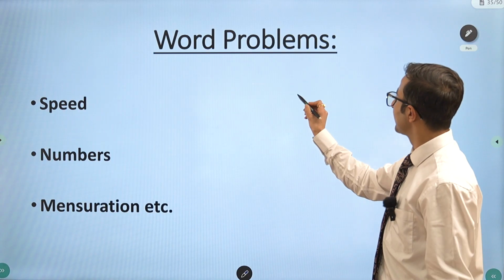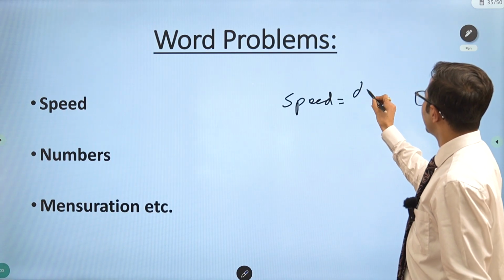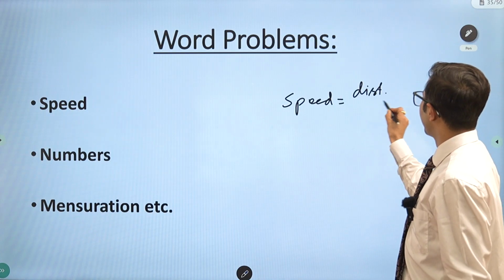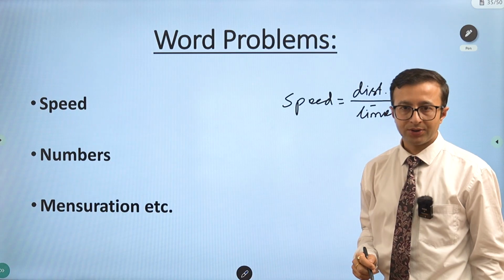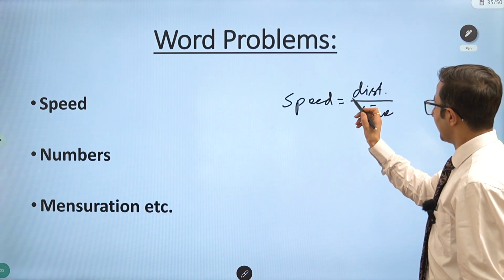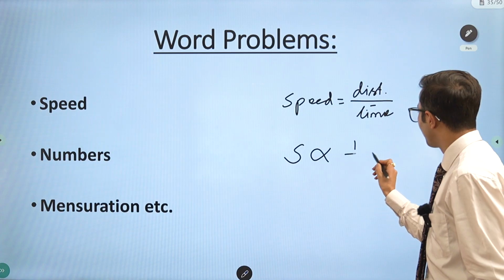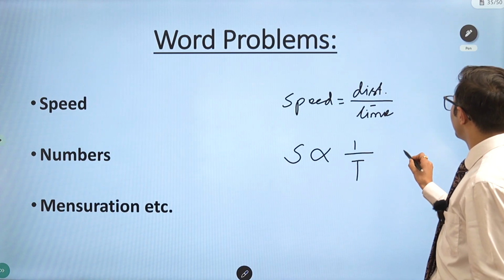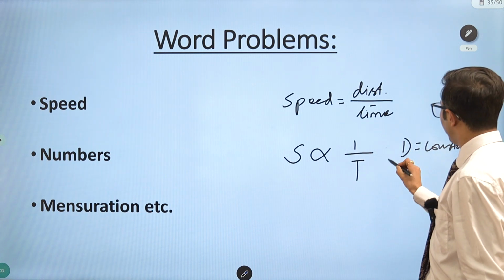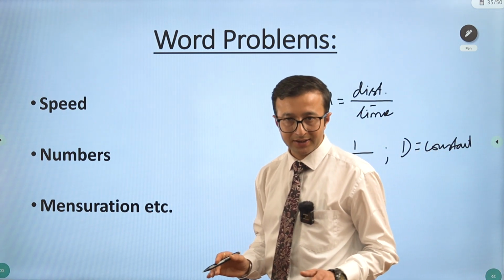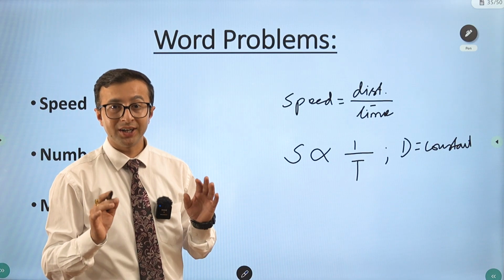Every time whenever you see a speed problem, you have to relate this speed with distance and time. You know that speed is equal to distance divided by time. Clearly you understand that speed is inversely proportional to time if distance is constant. For a fixed distance, the speed is always inversely proportional to the time.